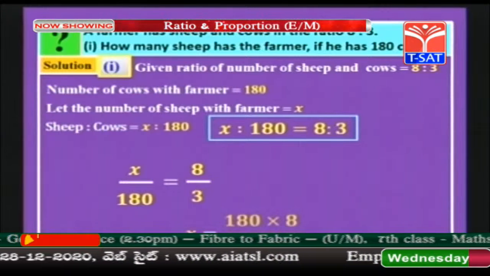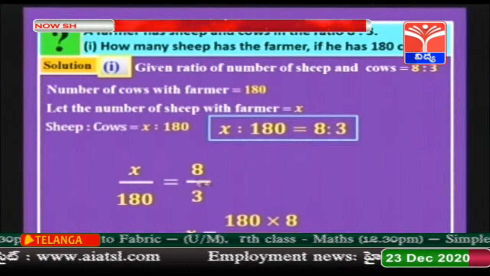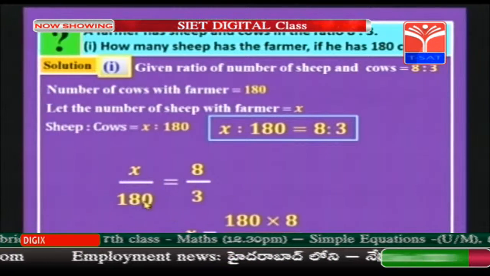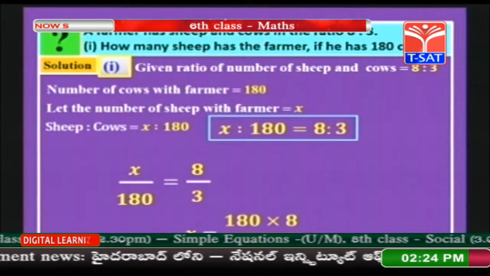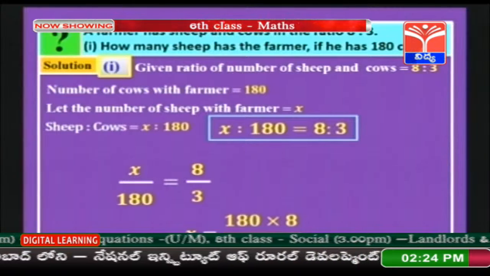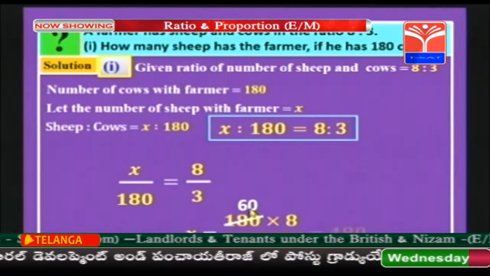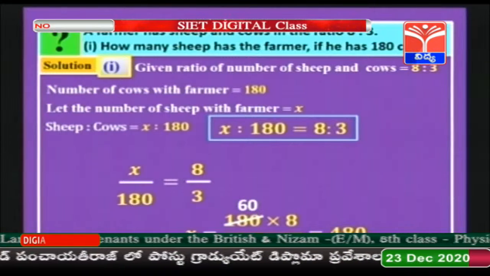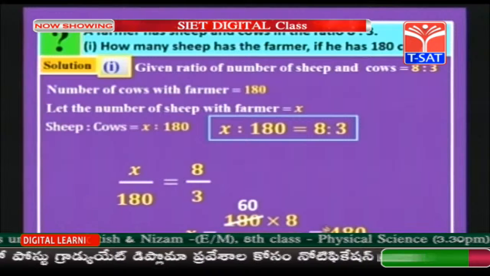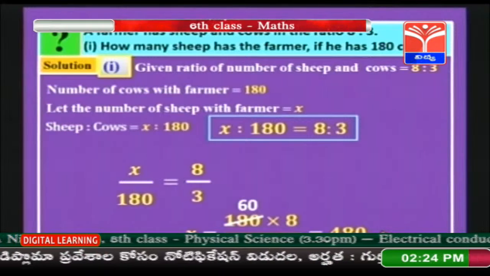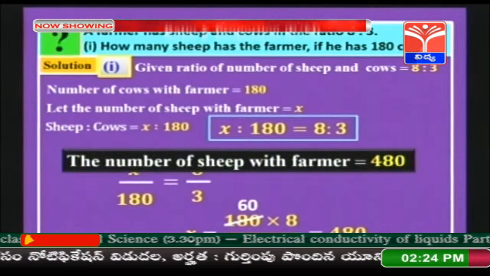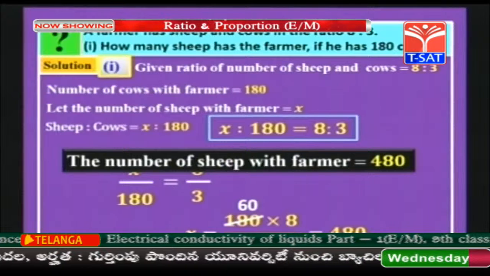Now let us cross multiply them. So on cross multiplication, x is equal to 180 into 8 divided by 3. Now 3 goes in 3 one time, whereas in 180 it goes 60 times. So we are left with 60 into 8, which is 480. So we can say that the number of sheep with the farmer is 480.